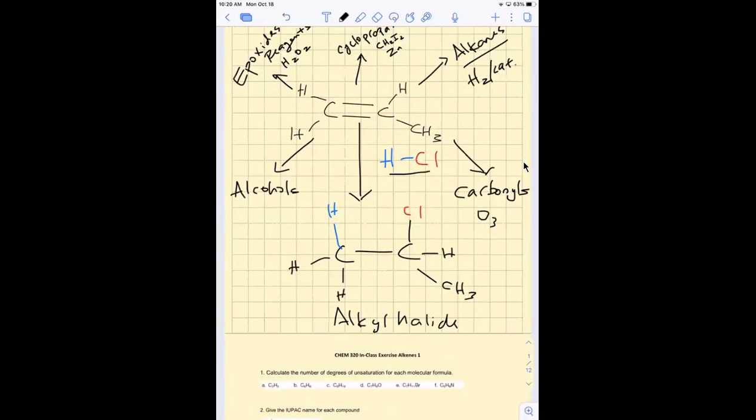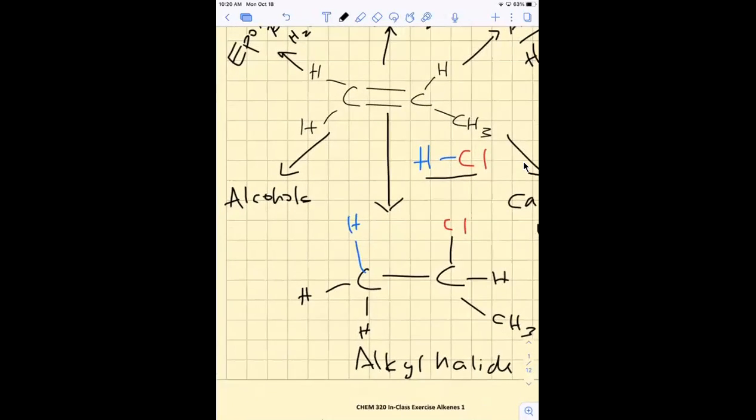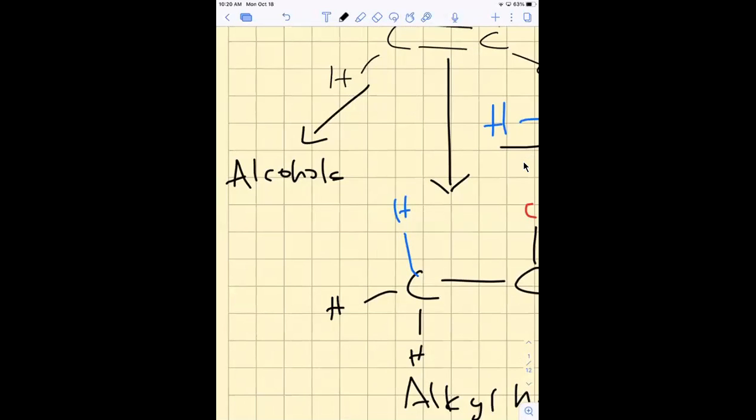If I want to turn it into an alcohol, there are a lot of different ways to do that. But one of the main ways is to use a process called hydroboration. So BH3 followed by hydrogen peroxide. That's one way. There's another way using mercury.